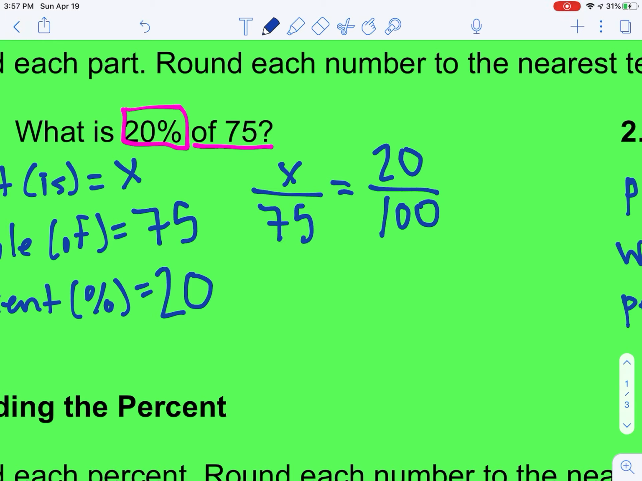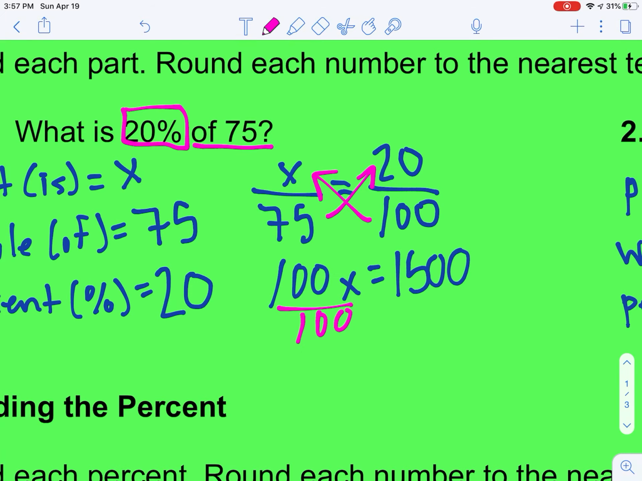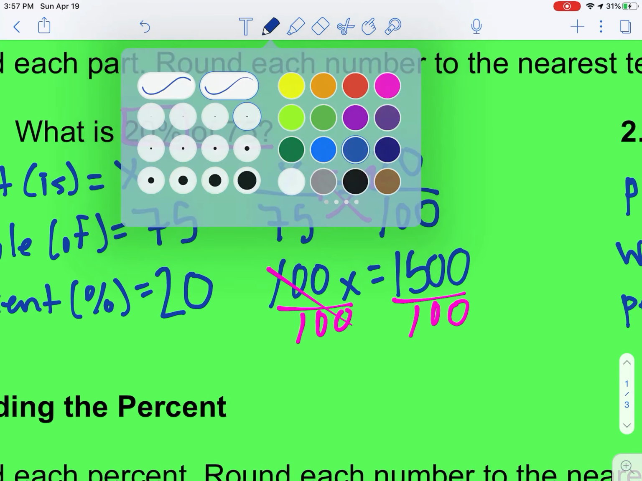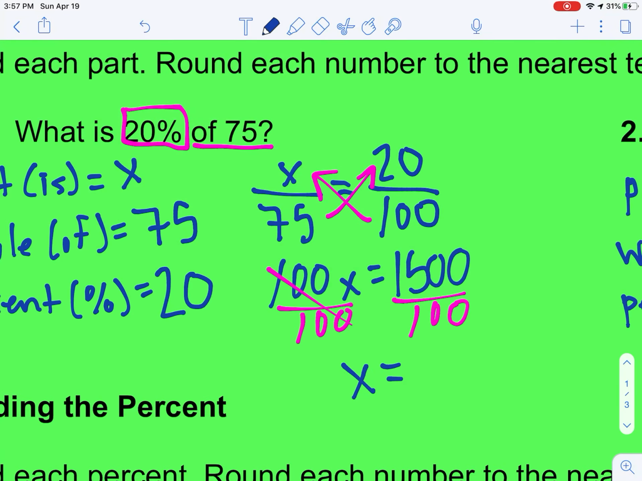Now I can go ahead and solve my proportion by cross multiplying and dividing. 100 times x is 100x, and 75 times 20 is 1,500. Now I divide by 100 on both sides, and x equals 15.